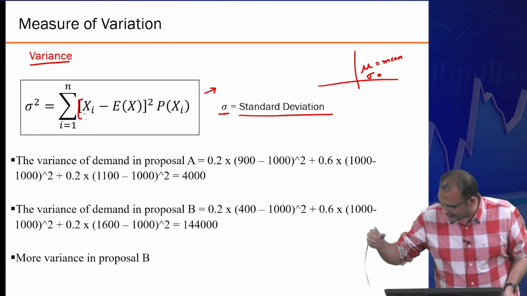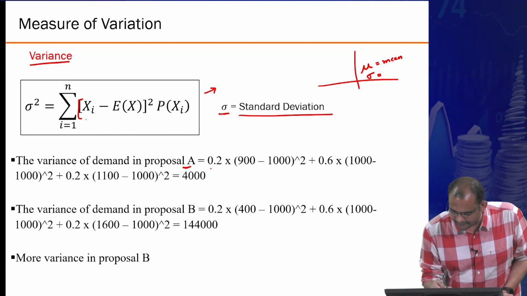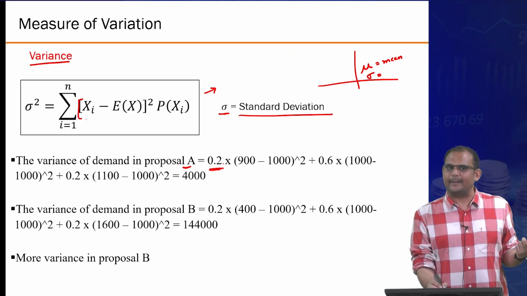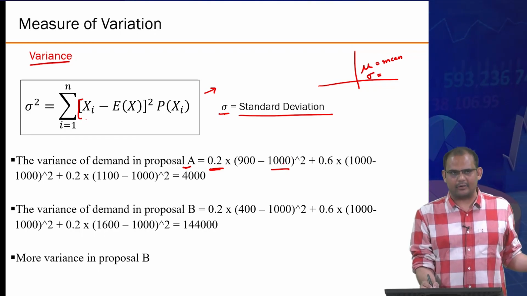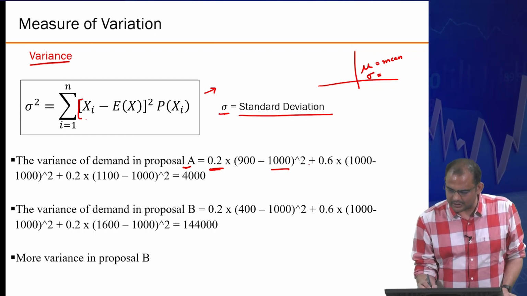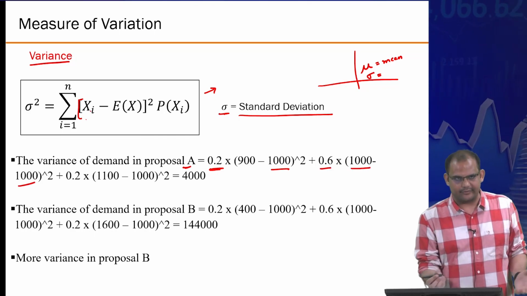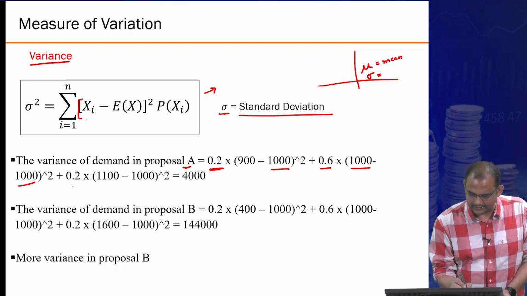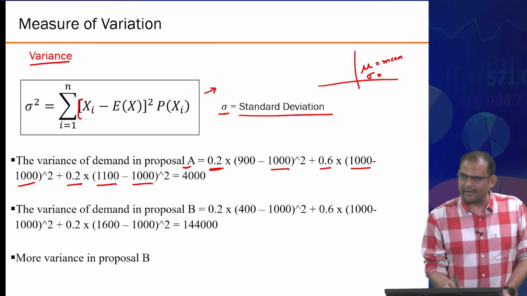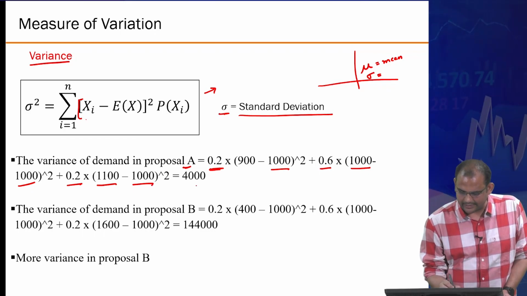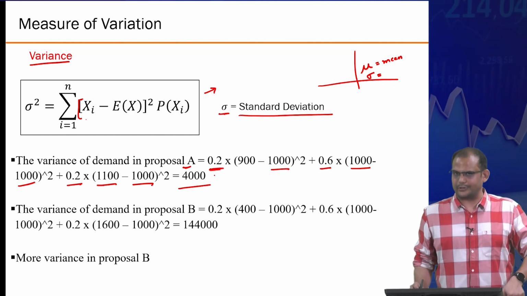So, in proposal A, if you want to estimate the variance, there was a 0.2 probability of demand being 900. 900 minus the expected value we have already calculated, which is 1000, whole square, plus 0.6 into 1000 minus 1000, which is the xi, of course 1000, and the expected value is also 1000, and then there is a 0.2 chance that the demand would be 1100 minus the expected value of the demand in proposal A, and the variance that you get in this case is 4000.